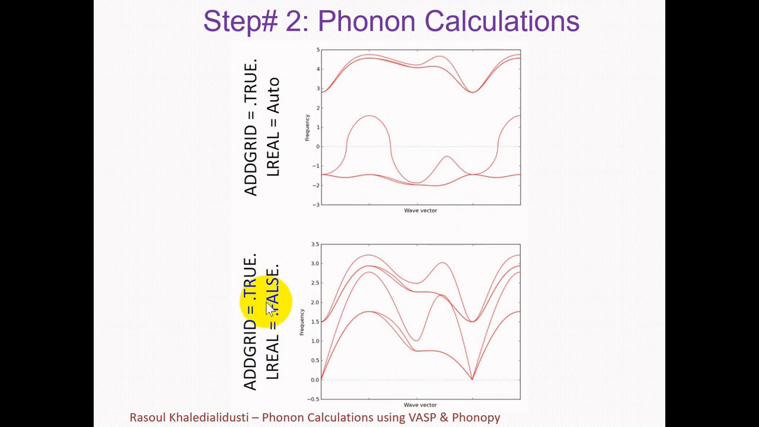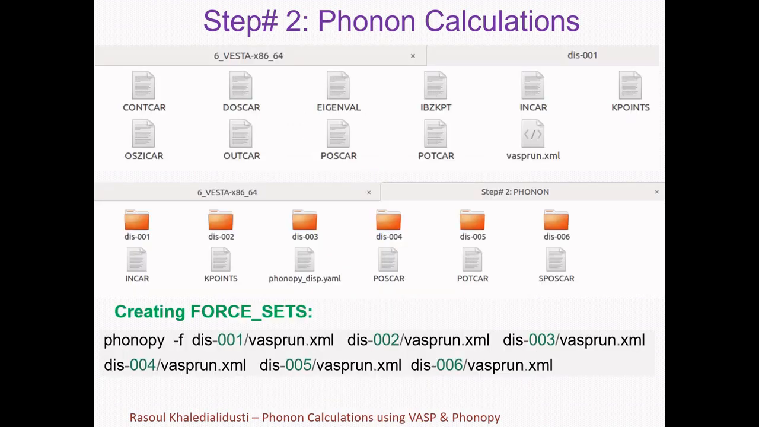And as I said, this is the default of VASP. Well, after performing the self-consistent calculations for all the single atomic displacements, here displacements 1, 2, 3, 4, 5, and 6, the next step is creating the force sets. The only output file required to create the force sets is the vasprun.xml in each of these displacement folders.